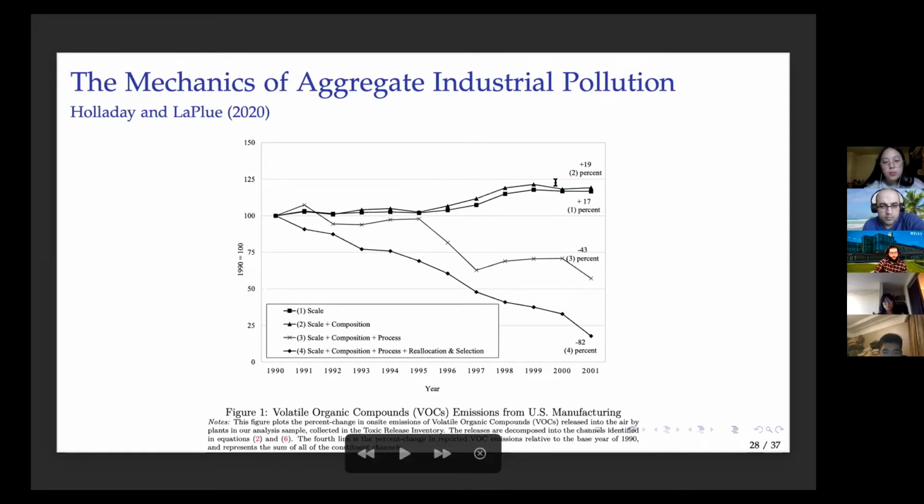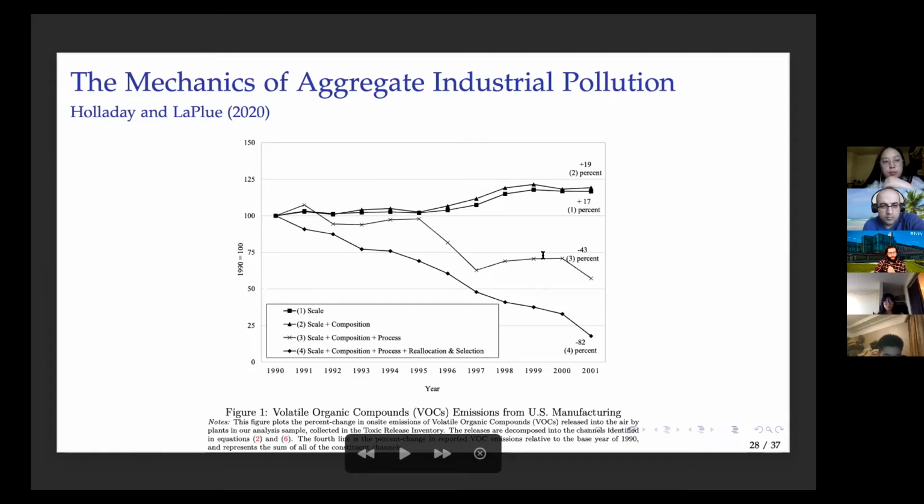Number 2 here, these triangles at the very top, show scale plus composition. So trying to add in composition to see how much of the cleanup that explains. Well, as it turns out, that doesn't explain any of it as well. So that's kind of the same result we saw from Levinson's paper.